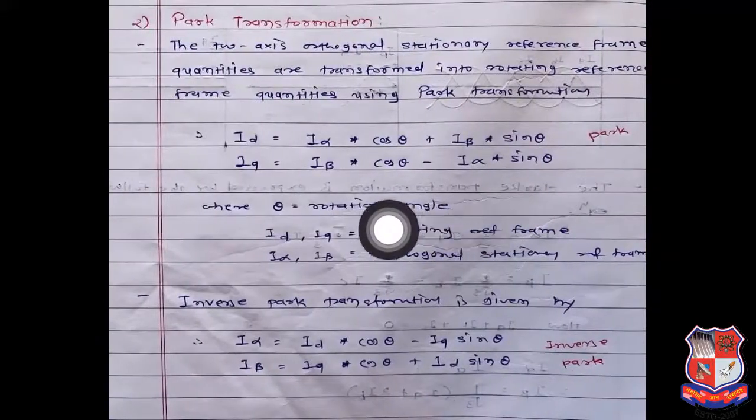Where theta is the rotating angle, ID and IQ are rotating reference frame quantities, and I alpha, I beta are orthogonal stationary reference frame quantities. And for inverse Park transformation, I alpha is given by ID cos theta minus IQ sin theta, and I beta is equal to IQ cos theta plus ID sin theta. So we have to remember both of these equations for the Park transformation.